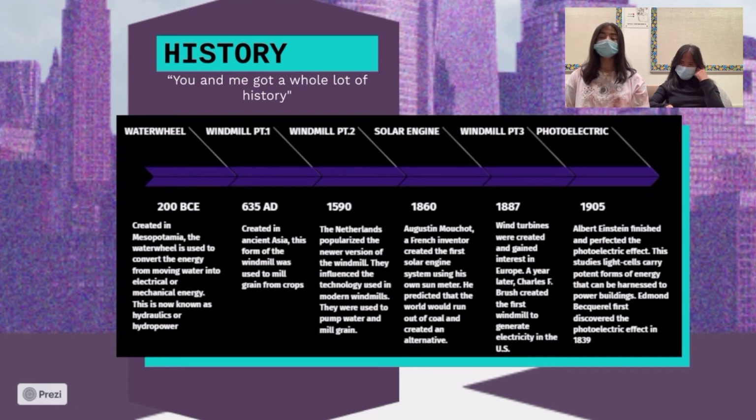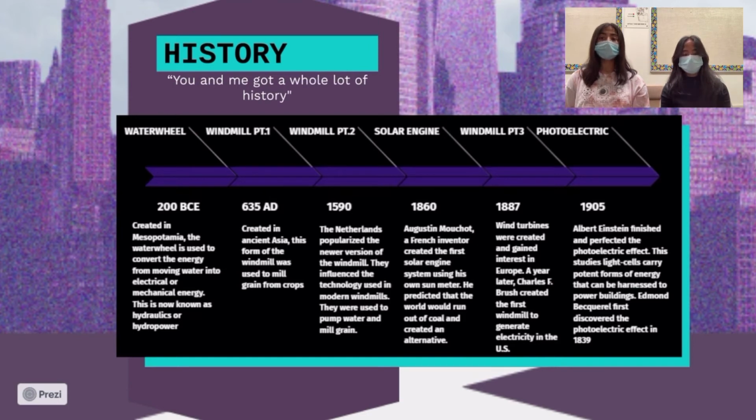Solar energy. 1860. Augustin Mouchot, a French inventor, created the first solar engine system using his own sun meter. He predicted that the world would run out of coal and created an alternative. Windmill Part 3. 1887. Wind turbines were created and gained interest in Europe. A year later, Charles F. Brush created the first windmill to generate electricity in the US.